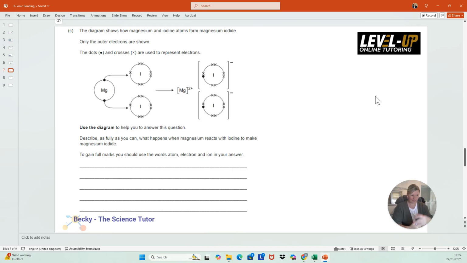We're going to do exactly the same. I'm just going to structure and model this answer for you. We're only going to have to make a slight tweak because we're just identifying that magnesium loses 2 electrons and that we've got 2 iodine atoms that each gain an electron. So we've just got a slight variation, but I'm still going to follow exactly the same process, talk about it in the same order.